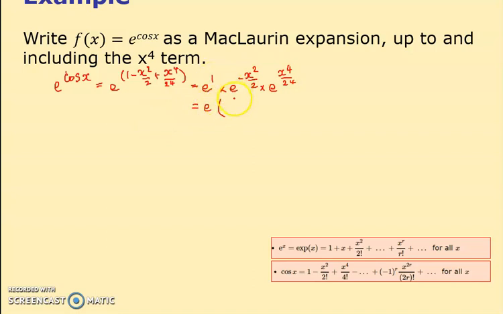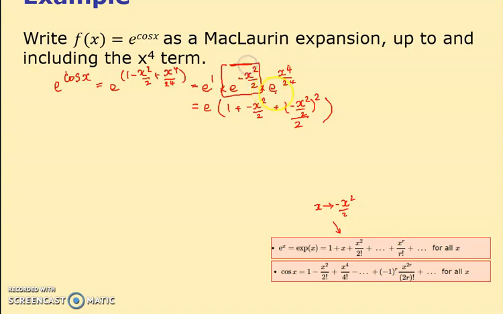But then I just do this as the Maclaurin expansion using this formula. If I do this, my x effectively has become minus x squared over 2. That's what I've got to sub in there. So this one will give me 1 plus minus x squared over 2, plus this minus x squared over 2, squared, over 2 factorial. So that, I think, is this bit done.